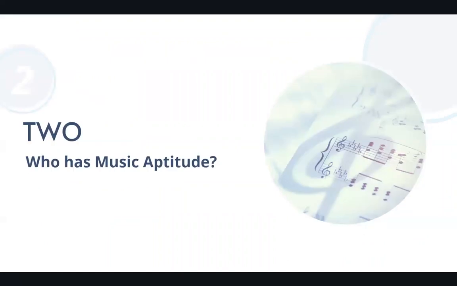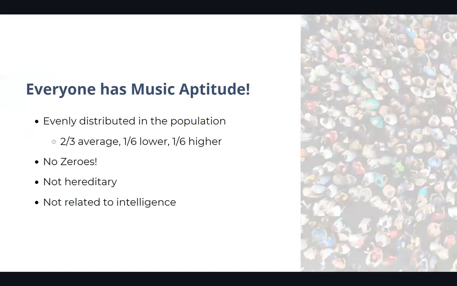So who has music aptitude? The answer is simple. Everyone. It is distributed normally in the population. Even among music professionals, aptitude is normally distributed. Here's a fascinating statistic. Roughly 2/3 of us are born with average music aptitude, while the remaining percentage is divided into 1/6 being low and 1/6 high. There is no such thing as zero music aptitude.